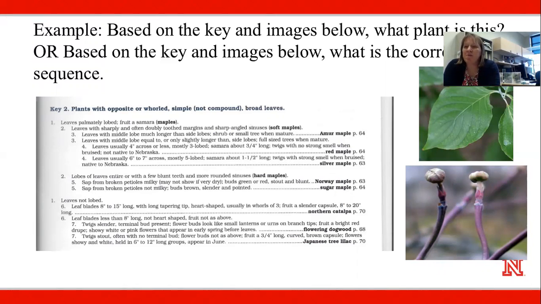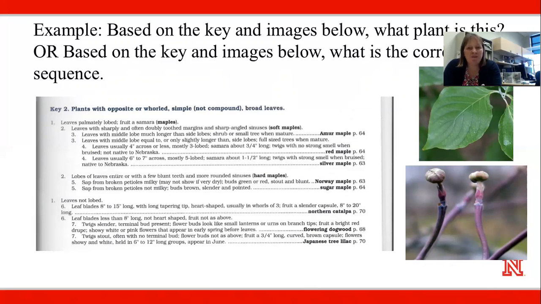And plus it's going to help them in the identification portion of the contest as well, if they've looked at these and understand them. And this is one of the questions that I actually had on it last year. So based on the key and the images below, what plant is this? If you know your plants pretty well, you could probably just say, okay, this is a flowering dogwood. The bud is pretty obvious.